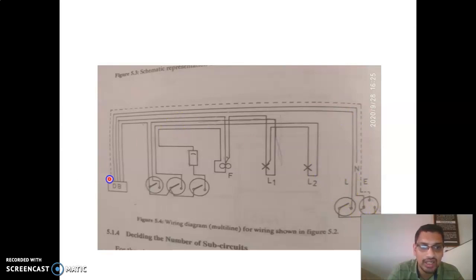Then this dotted line is the earth wire, and it directly goes to the earth point of the power plug. So that's all of the connection diagram of the given building.